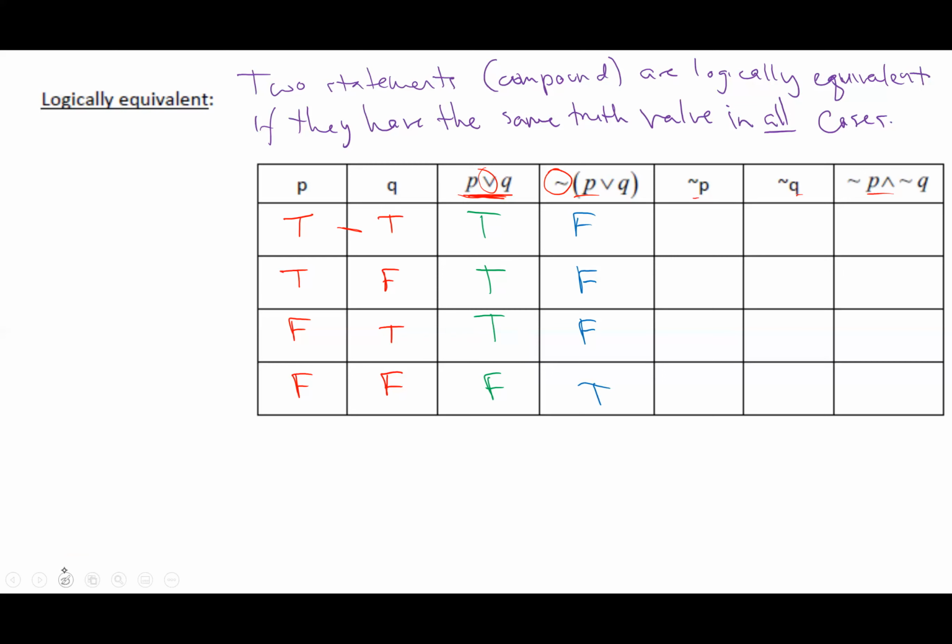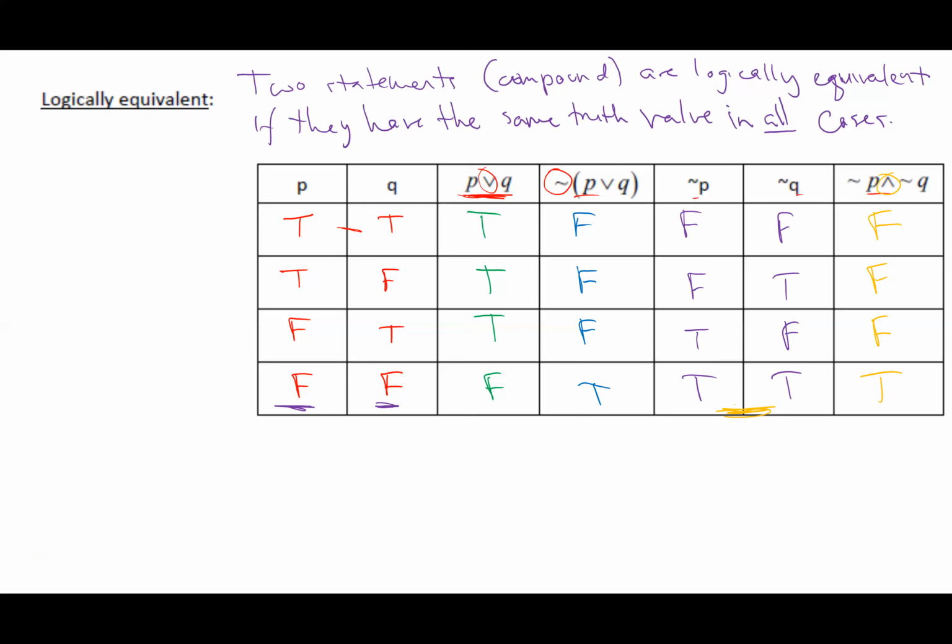All right, now I want to do not P. So here's P: true, true, false, false. I'm going to do not P, so that's going to be false, false, true, true. And now I'm going to do not Q. Q is true, false, true, false, so not Q is going to be false, true, false, true. And now I'm using the and symbol. So when both of the things in these purple columns are true, my statement is true. So then this is true, this one's false, and this one's false.